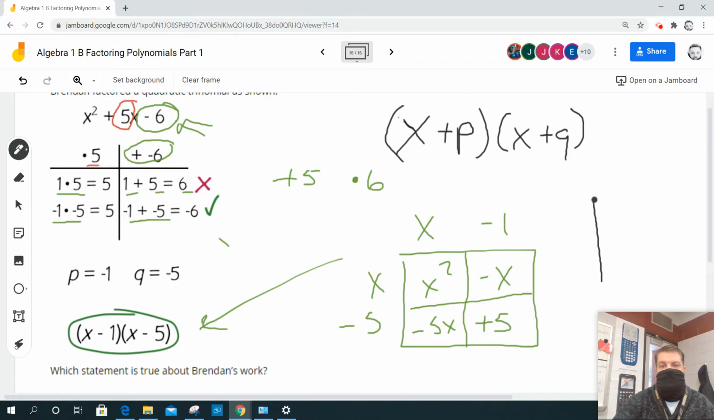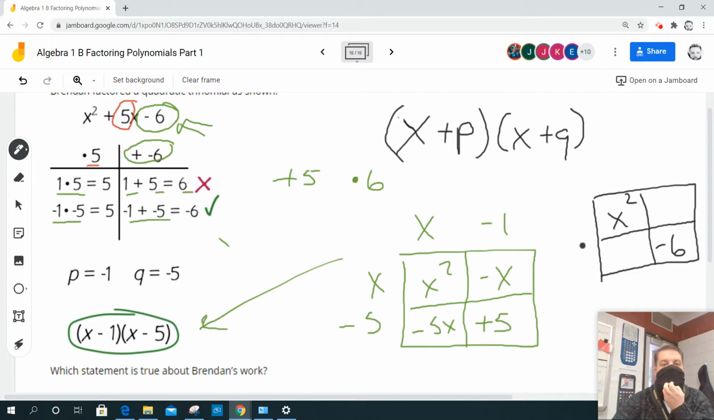So over here, I'm going to draw this out. And I'm going to put the first term, x squared, here. I'm going to put the last term, which is negative 6, here. And then I've got to think, what two numbers can I multiply to get negative 6 that when I add them up, I get a positive 5? Well, this is almost too easy. 2 times 3.